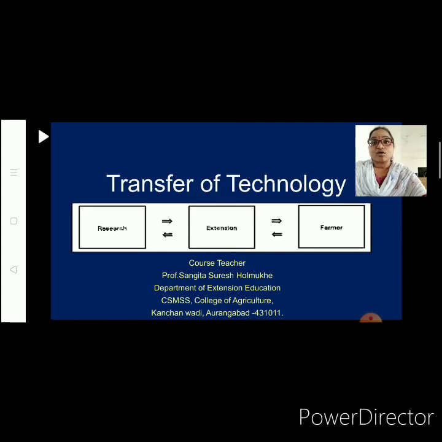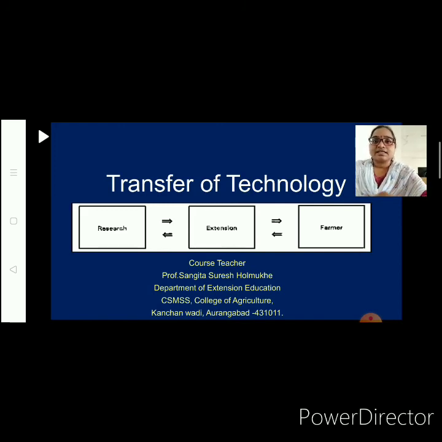So the TOT is not always similar for every region, for every state and for every country. The TOT always has different views and different activities that we have to apply as per the region and as per the country.